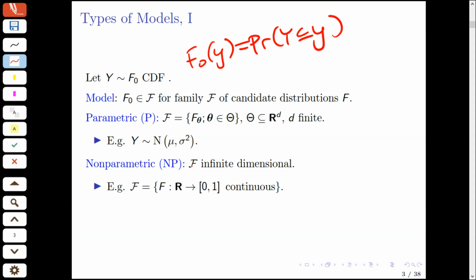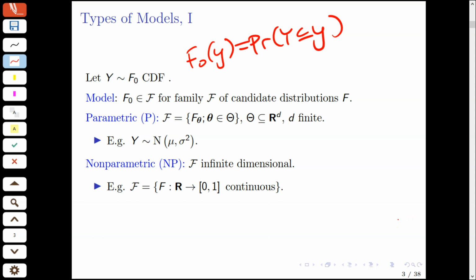As an example of such a family, we could think about this family, calligraphic F, which contains all of the functions or CDFs which not only map into the unit segment, but which are also continuous. Now, the property of continuity cannot be phrased in terms of a finite dimensional parameter, so this family is inherently infinite dimensional.